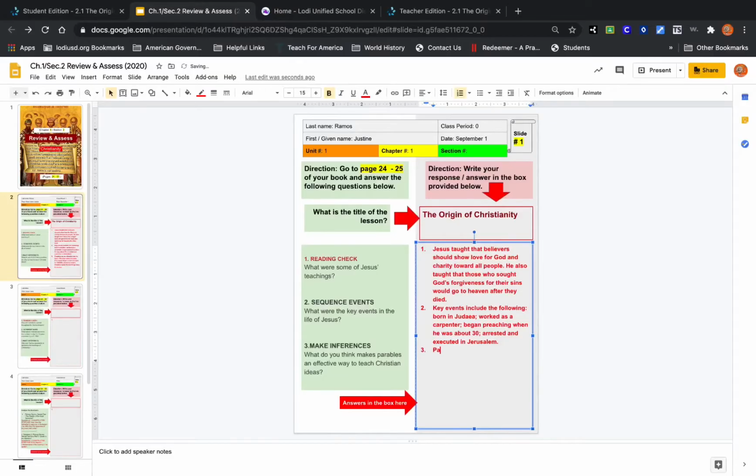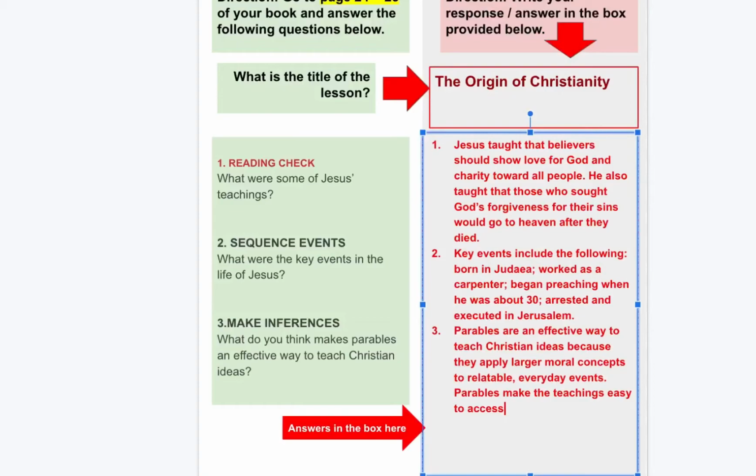So if I'm a student, I will probably answer this question like this. Parables are an effective way to teach Christian ideas because they apply larger moral concepts or ideas to relatable everyday events. Parables make the teachings easy to understand or access. So that's it. That's your review and assess questions for lesson 2.1 of chapter 1.